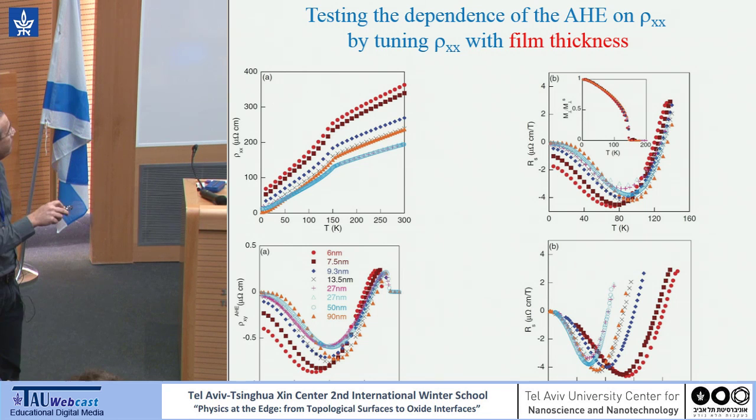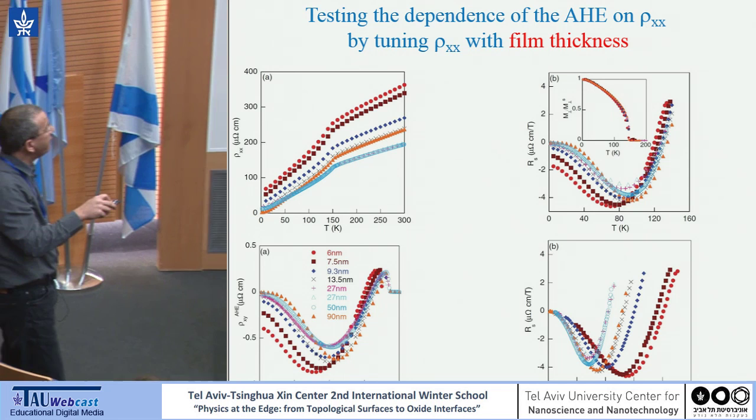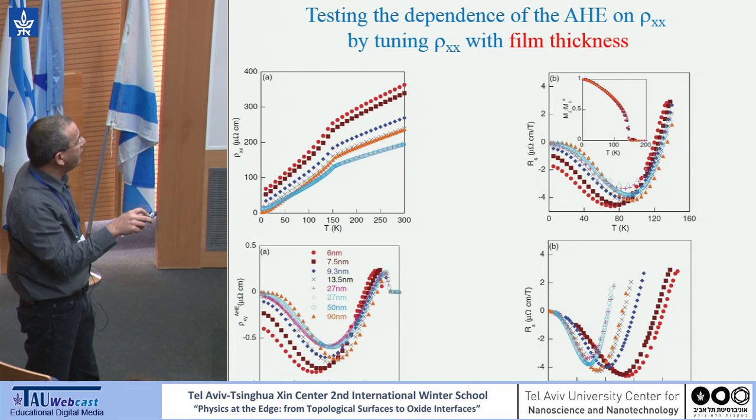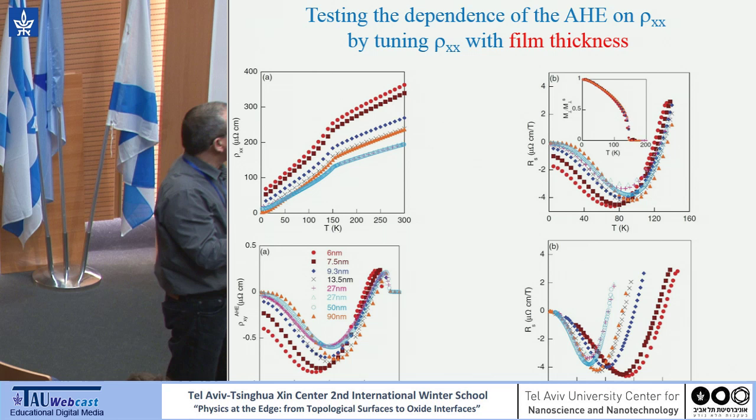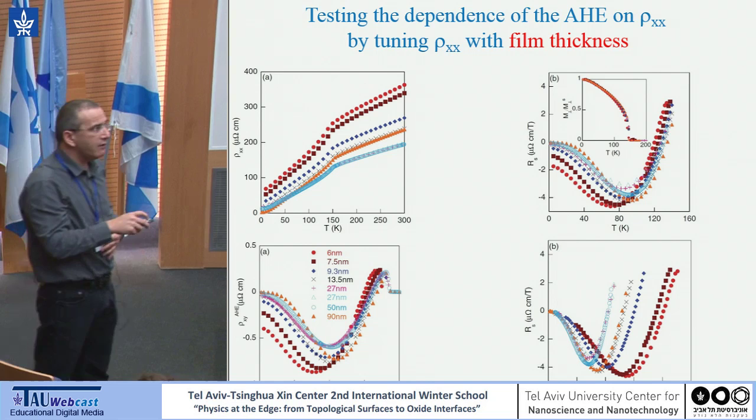So here what you see is the longitudinal resistivity for different films. This is the anomalous Hall effect for all these films. This is the extracted prefactor RS for all these films. Here it is plotted as a function of temperature, and here this prefactor, which we assume should depend just on resistivity, is plotted as a function of resistivity, and it doesn't look like it is scaling. It doesn't look like it depends just on the resistivity.